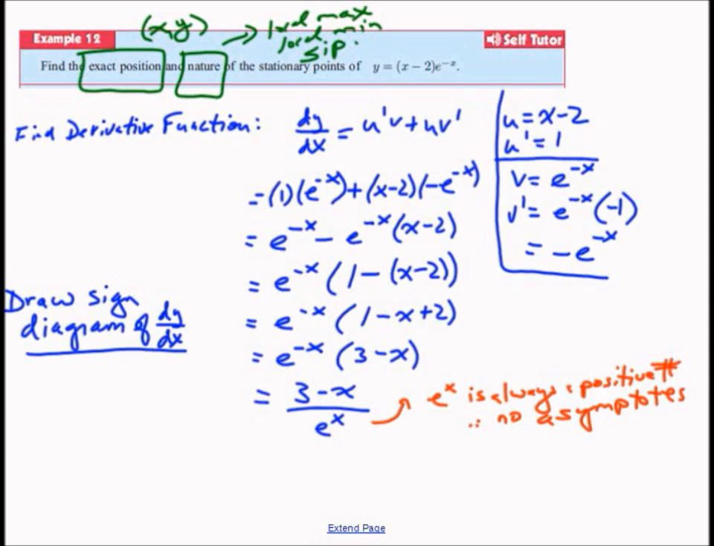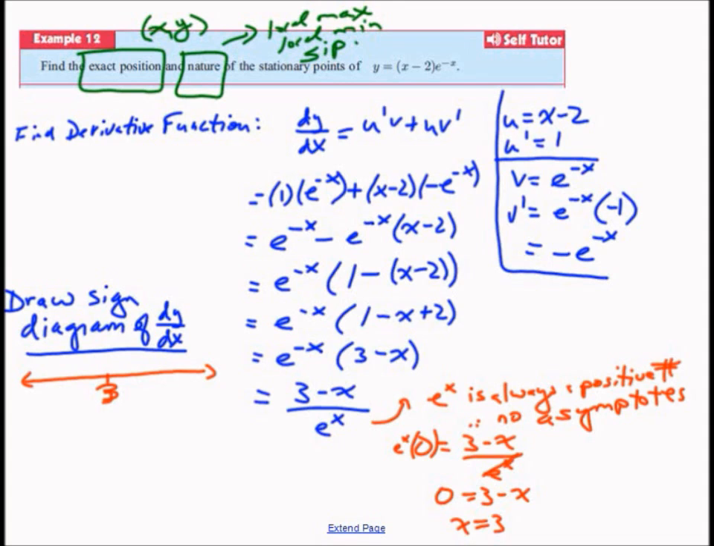The zeros occur when the numerator equals 0, or the entire function equals 0 for that matter. But you can see the reason why. When we multiply both sides by e to the power of x, we get rid of this one down here, and we multiply this one up here, but that times 0 is still 0. So x equals 3 is a zero. So sign diagram, our critical value is 3, because that is the zero.